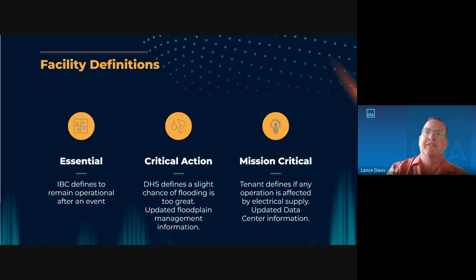But the IBC has defined what types of buildings need to be characterized as essential, and then they have requirements as it relates to what an essential facility is and what they need to have in their operations. A critical action facility is one that the Department of Homeland Security has defined that even the slightest chance of flooding is too great. And so now that we have our new floodplain management information, we've added that as part of this overall criteria, and to help design teams better understand when there is that slight chance of flooding as it relates to the project.